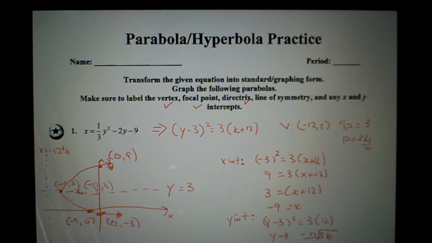So I have my line of symmetry labeled, and I have x and y intercepts labeled. I have my axes labeled, so I get full credit. All good. So there is a sideways parabola. Let's move on.